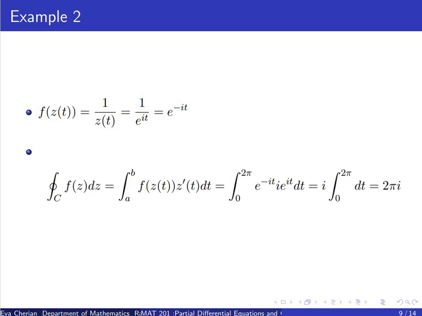Finally, we can calculate the integral. Integral over C of f of z dz is integral over a to b of f of z of t times z dash of t dt. That's integral 0 to 2 pi e raised to minus it times i e raised to it dt. The two exponential terms will cancel each other. So finally, we have just i times integral 0 to 2 pi dt. The value of this integral is 2 pi i.